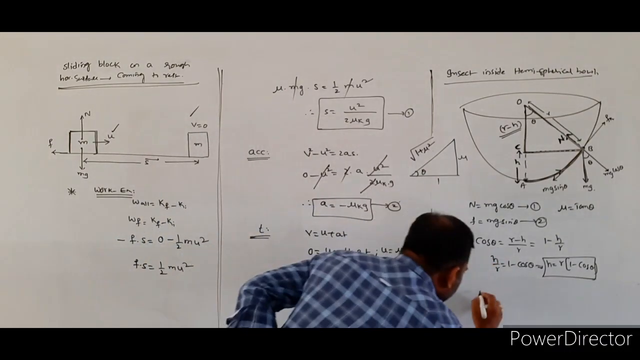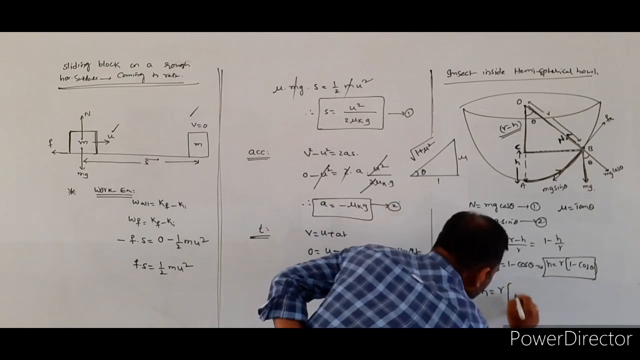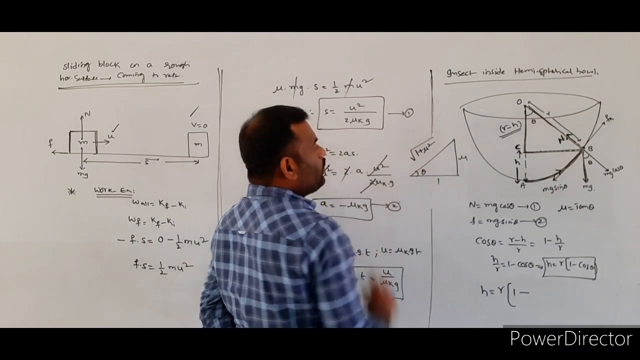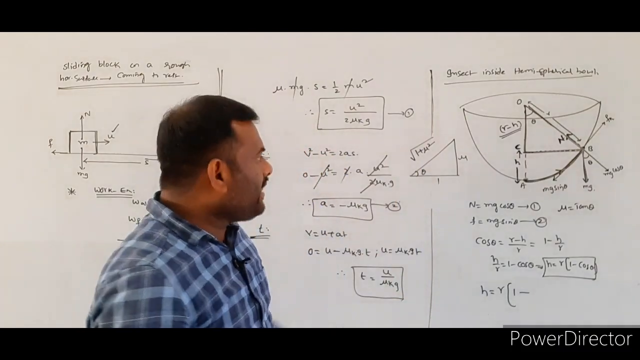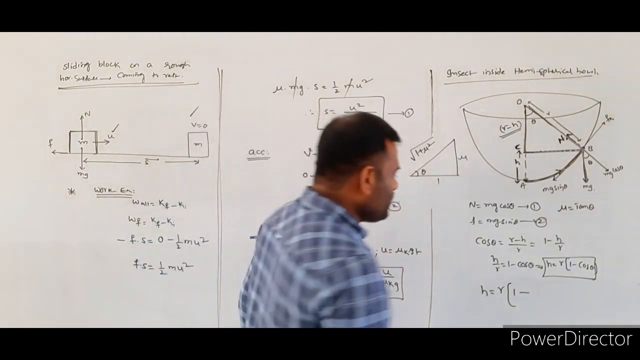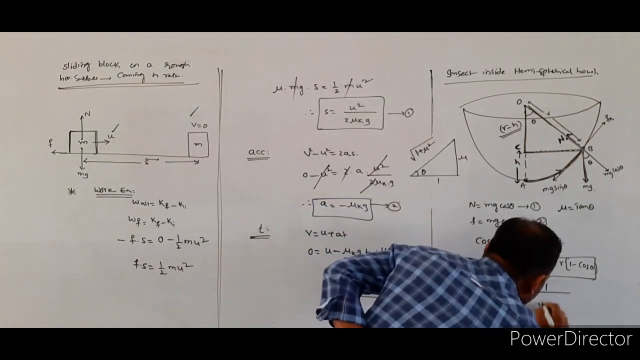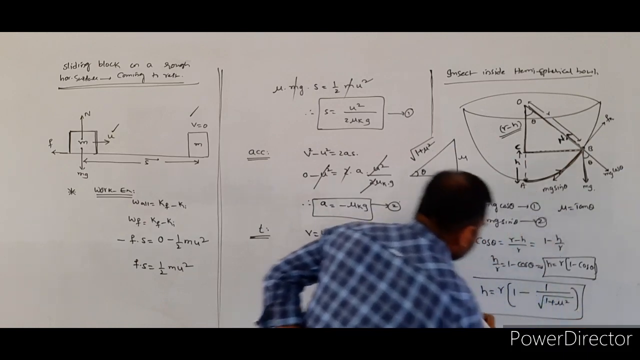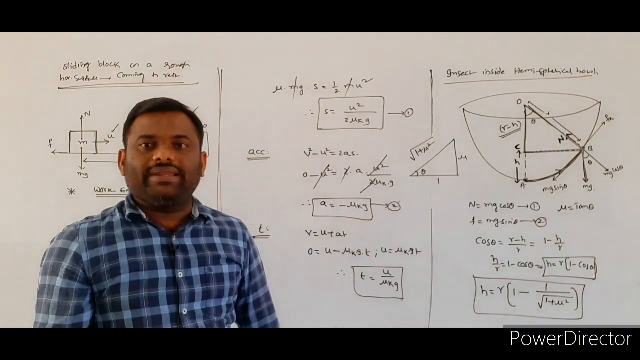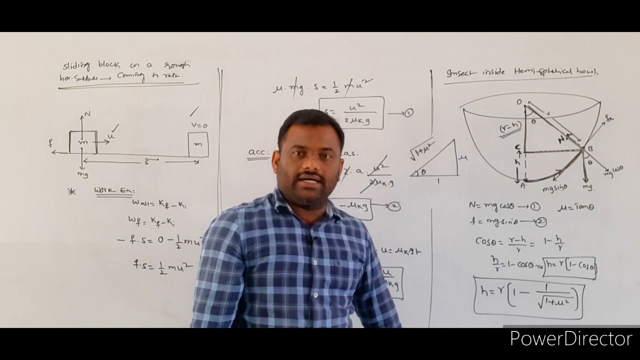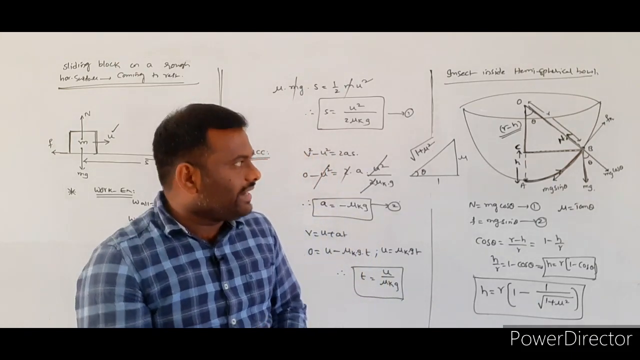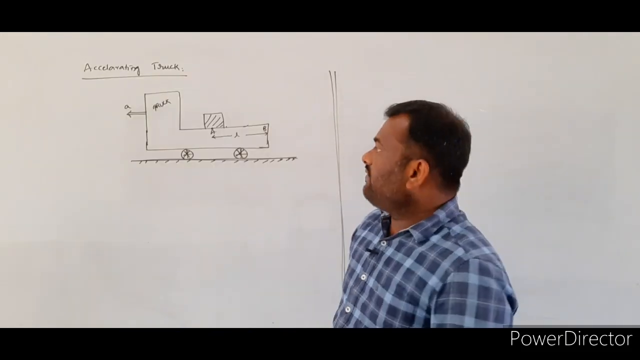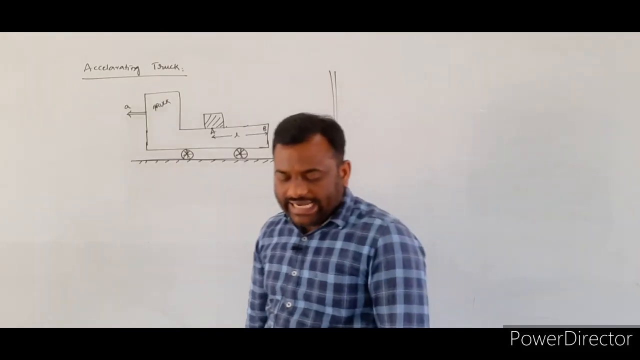So the h value is equal to R into 1 minus cos theta, where cos theta is equal to 1 by under root of 1 plus mu square. So another formula is R into 1 minus 1 by under root of 1 plus mu square, substituted in the place of cos theta. This is the maximum height travelled by the insect inside the hemispherical bowl. Next, it is a very important application: the accelerating truck.